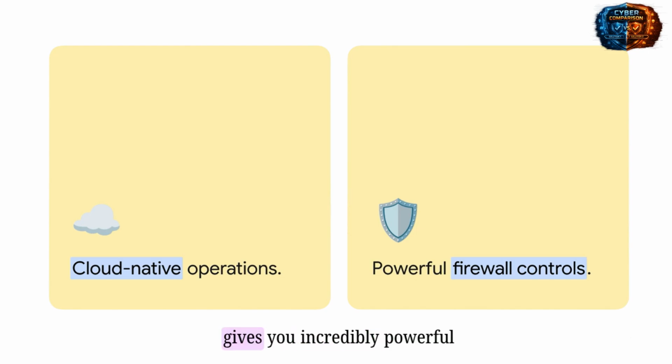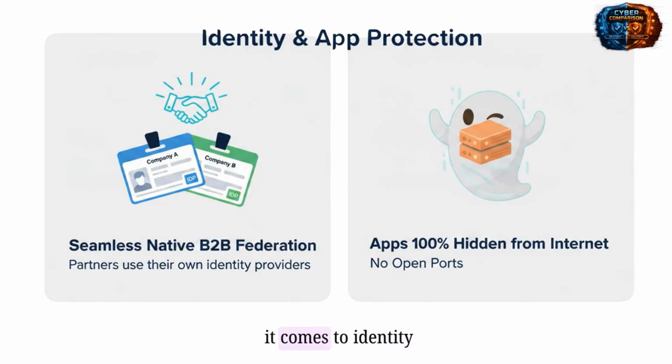Prisma Access, meanwhile, gives you incredibly powerful firewall controls and excellent visibility, which is something Palo Alto is legendary for, right? But that inherently means your networking team is going to have a lot more overhead managing those policies day in and day out. Now, when it comes to identity integration, both platforms are phenomenal. They both smoothly shake hands with Microsoft Entra ID and Okta. However, Zscaler edges out a win for external partner onboarding specifically.